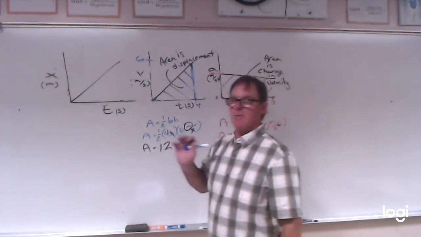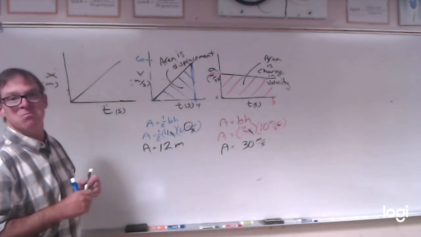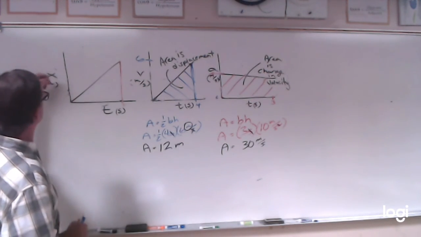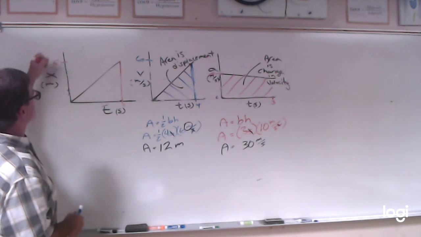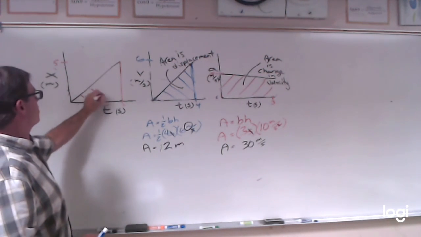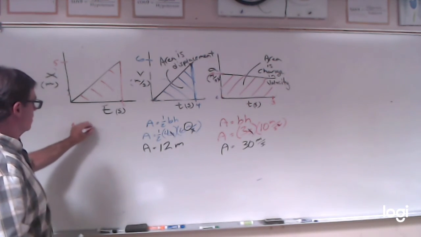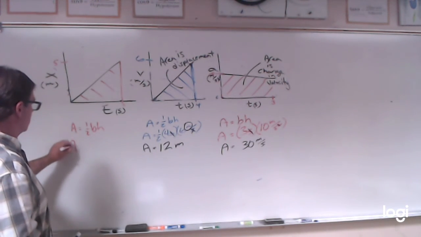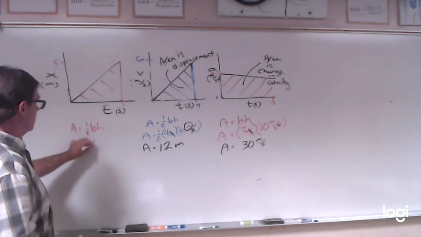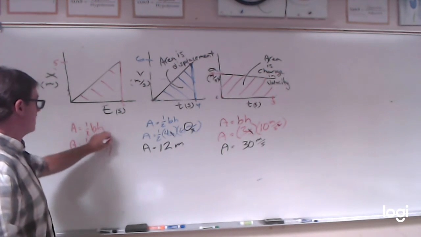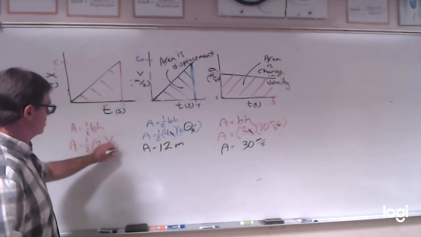This one, you may recall, is the one that is meaningless. Let's say that's 2 seconds. Let's say that's 5 meters. Area of a triangle is 1/2 base times height. The base is 2 seconds, I said. The height is 5 meters.